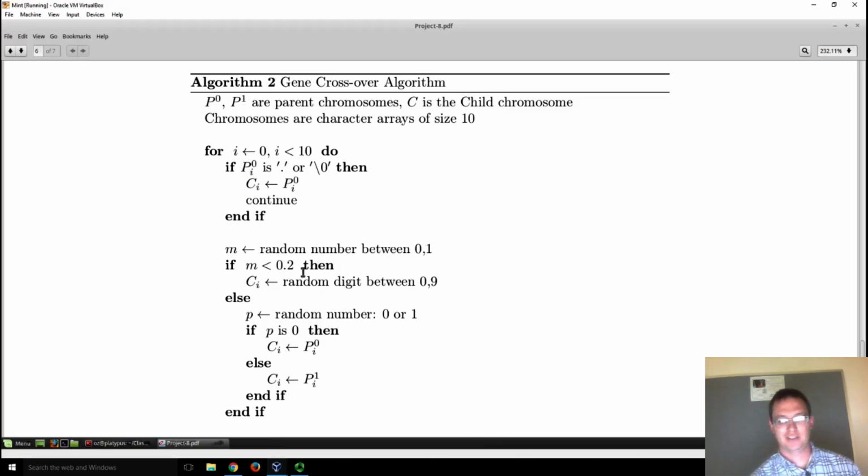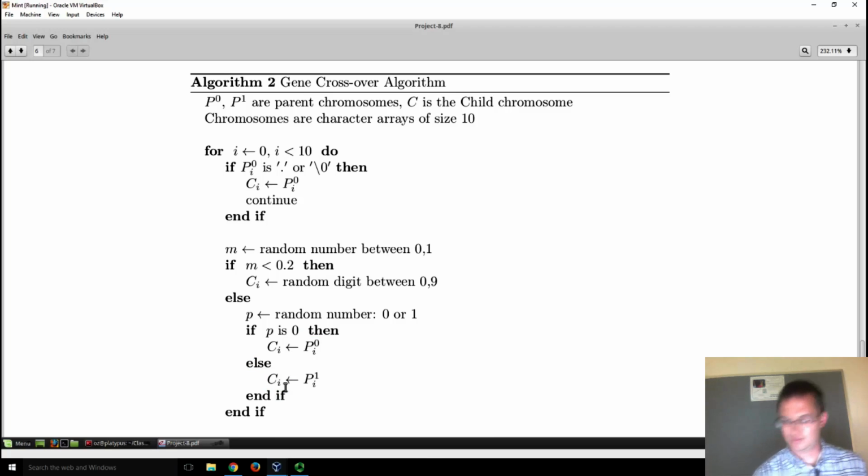And if m is less than 0.2, so that's a 20% chance, then this particular gene is going to be generated at random. Okay? If we pass that test and that doesn't happen, then we need to get another random number, which is 0 or 1. So it's a coin flip. If it's 0, then we're going to use parent 0. If it's 1, we're going to use parent 1.